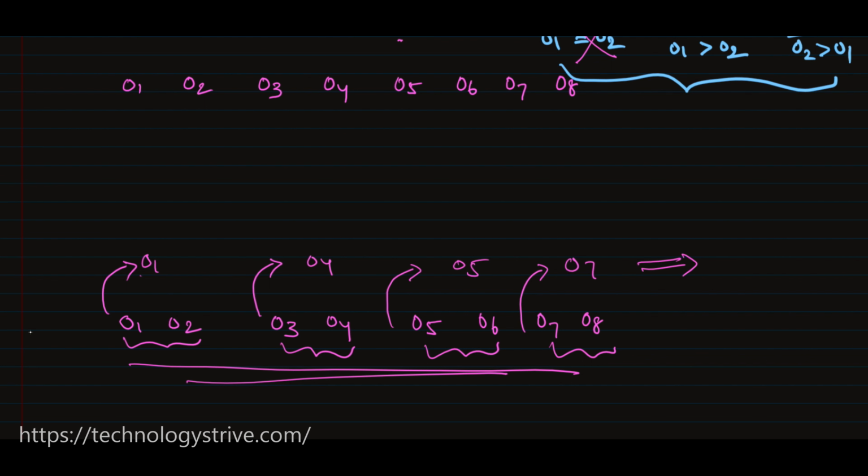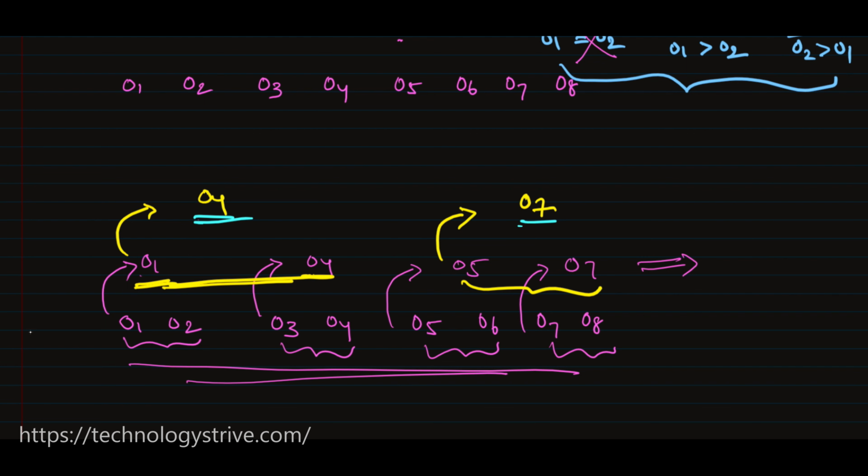So again, compare O1 and O4. These two are one set, and O5 and O7 are another set. In this I found O4 is heavier, and in this I found O7 is heavier. Then again we have another set of objects, O4 and O7. Again we have to compare these two objects because we are allowed to compare only two objects at a time. So assume that in this set we found O7, so O7 is the answer.